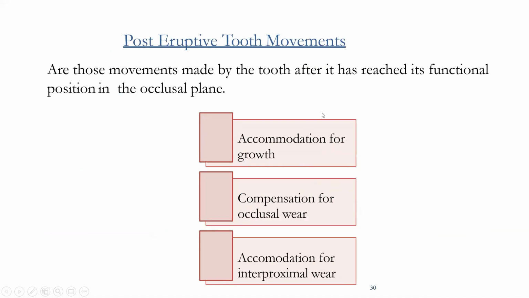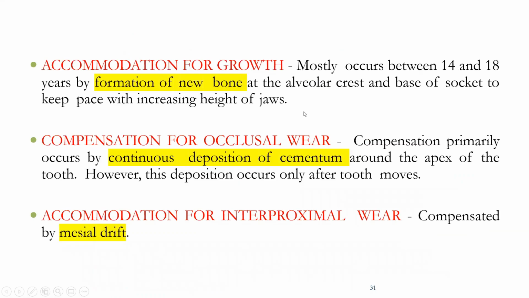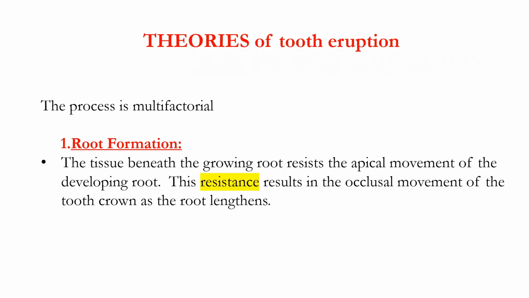The post-eruptive tooth movement happens to accommodate for the growth of the jaws, to compensate for the occlusal wear as well as the interproximal wear. The formation of new bone at the alveolar crest and the base of the socket occurs between the age group of 14 and 18, and this is to accommodate for the growth spurt or the increasing height of the jaws in human beings. Whereas the compensation for occlusal wear occurs by deposition of the cementum at the apex of the tooth, and interproximal wear is compensated either by mesial drift or by some more deposition of cementum.